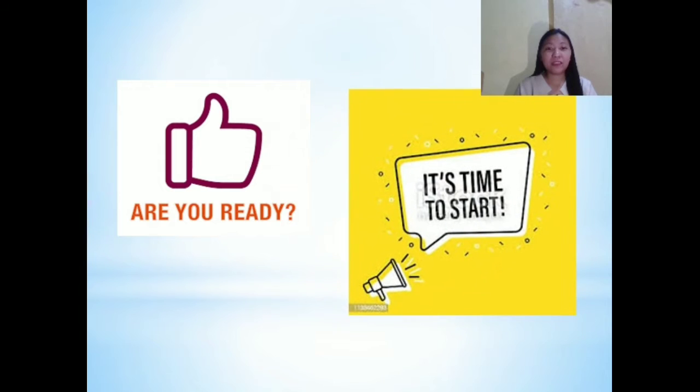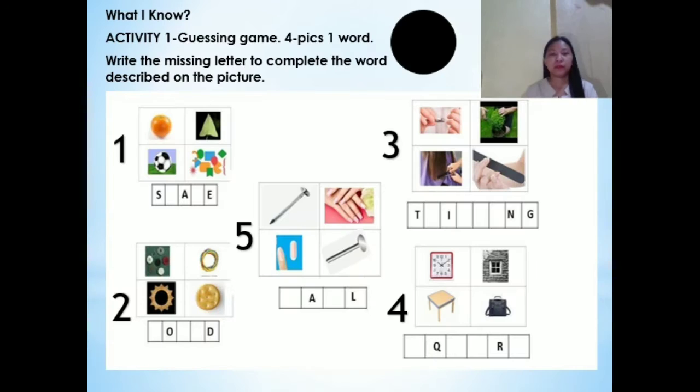Kindly get your activity sheet and pen for our first activity. For activity number 1, we have 4 pics and 1 word. We are going to supply or write the missing letter to complete the word described in the picture. You have 3 minutes to answer.